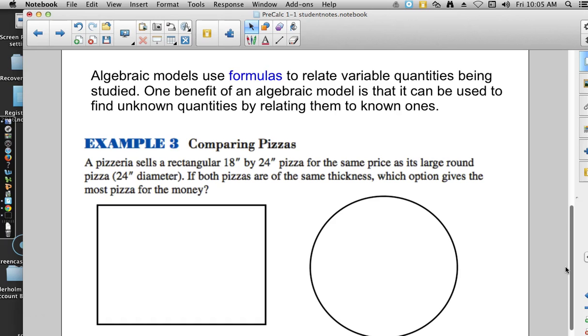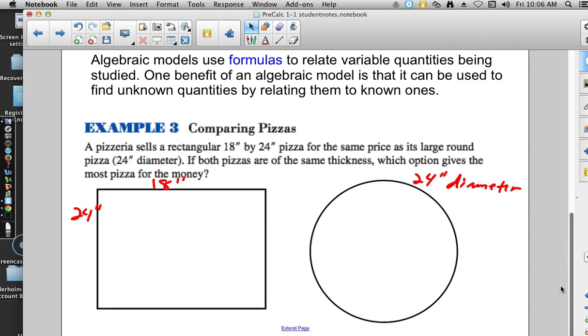Sounds like something people would do. A pizzeria sells a rectangular 18 by 24 inch pizza. Okay, 18 inches by 24 inch pizza. And they sell it for the same price as a large round pizza, which has a 24-inch diameter. That's the really important piece here, is that the diameter is given to us. All right, if both pizzas are of the same thickness, which option gives the most pizza for the money?